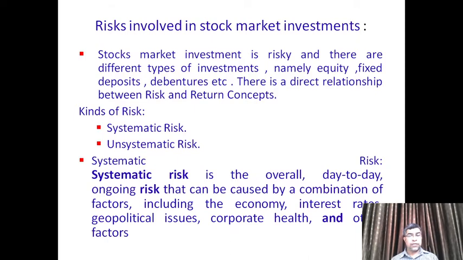It could be general economic factors like recession, continuous bad economic policy, bad monetary policy, or some kind of global downturn. It could be low interest rate related factors, or geopolitical issues, due to war or enemy countries' policies, or corporate health policy and other factors. That is called systematic risk, which is ongoing risk that can be caused by a combination of all these factors.